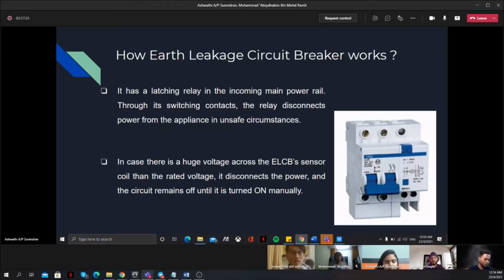I'm pretty sure we have all been in situations where there's a thunderstorm and all of a sudden everything turns off. That is because the switch disconnects from the power. After a couple of minutes, we go and turn it on, then the electrical supply comes back. That's what the ELCB actually does. The ELCB detects the fault current from either an animal or a human being to the earth wire connection in the appliance. In case there's a huge voltage across the ELCB sensor coil, above the rated voltage, which you can see in the picture, it disconnects the power and the circuit remains off until it's turned on manually, meaning we manually have to go and turn it on. That's basically the introduction to ELCB.